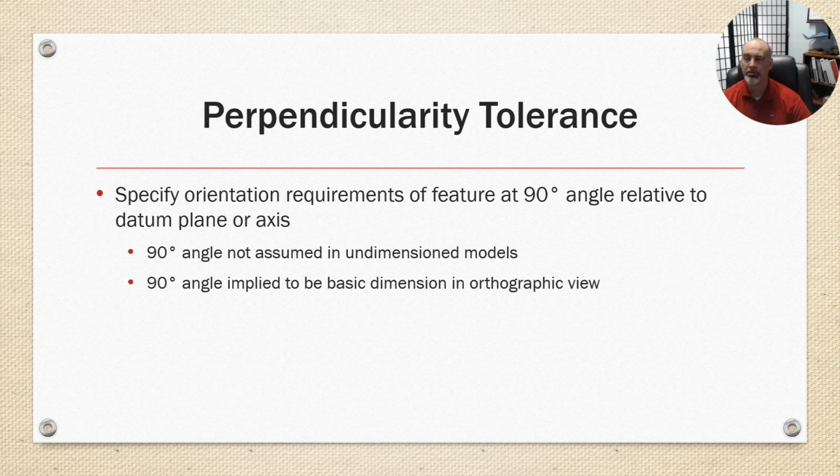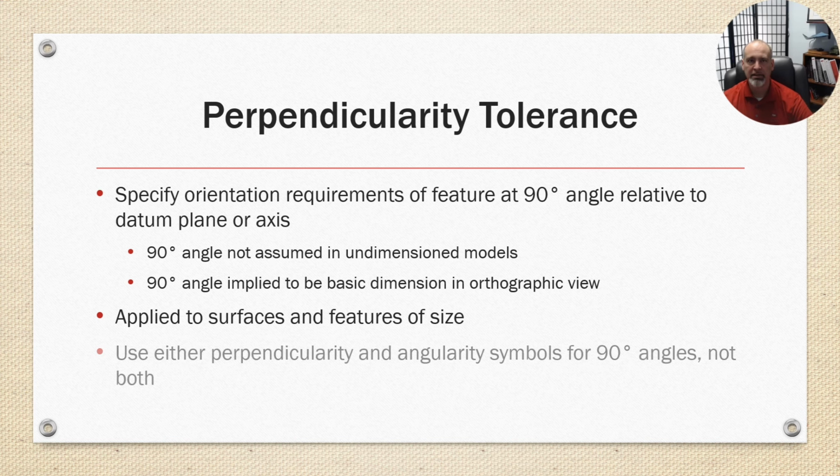You're supposed to actually measure it with a measurement tool within the model. On orthographic views, on a paper, it is implied that if it's a square corner and doesn't have an angle on it, that it is 90 degrees to the view. Okay, applied to surfaces and features of size, and use either perpendicularity or angularity symbols for 90-degree angles, but not both.